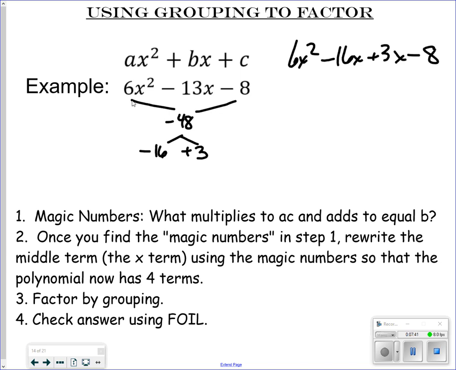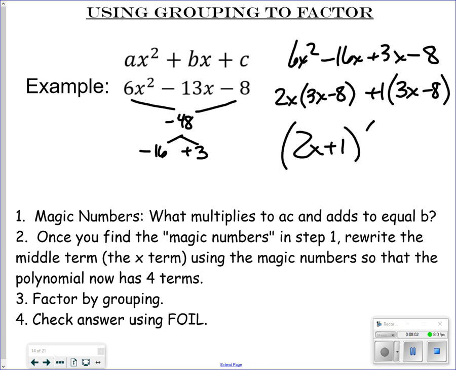So what can I take out of the first two? Well, I can take a 2 out of the 2x, sorry, out of the first two terms. So taking out the GCF, and then there isn't a GCF for the next one, so taking out just a 1. The parentheses are the same, so group and keep what's the same.